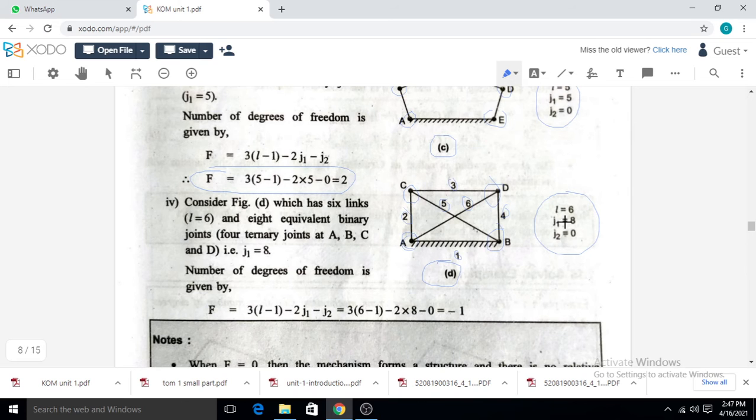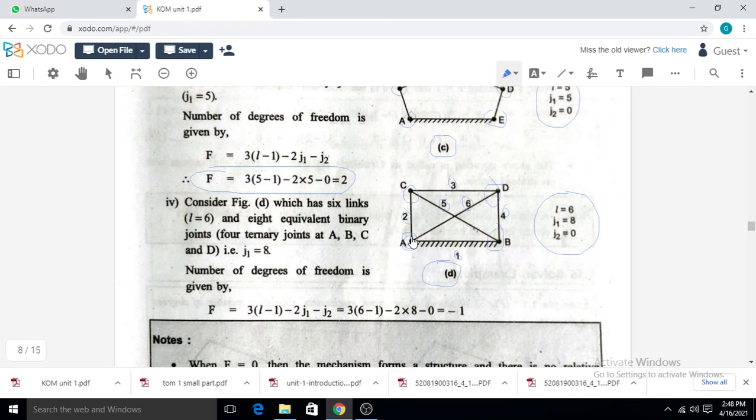How is this J1, the number of binary joints, equal to 8? Because in this case a single binary joint is not present, only ternary joints are present. And where are the ternary joints present? A ternary joint is present at point A, at point B, at point D, and at point C. Each ternary joint is equivalent to 2 binary joints. So the total number of binary joints in this case is equal to 2 into 4, that is equal to 8.